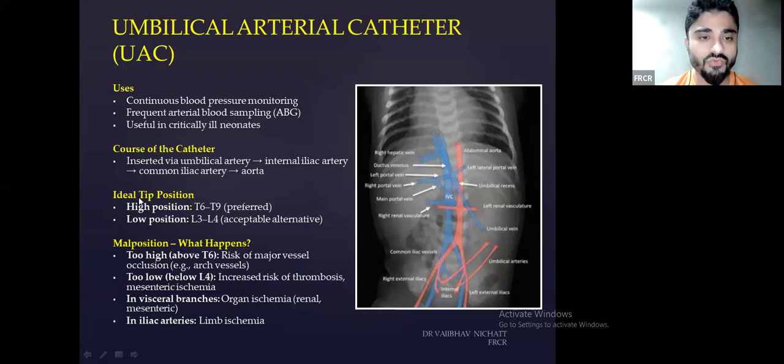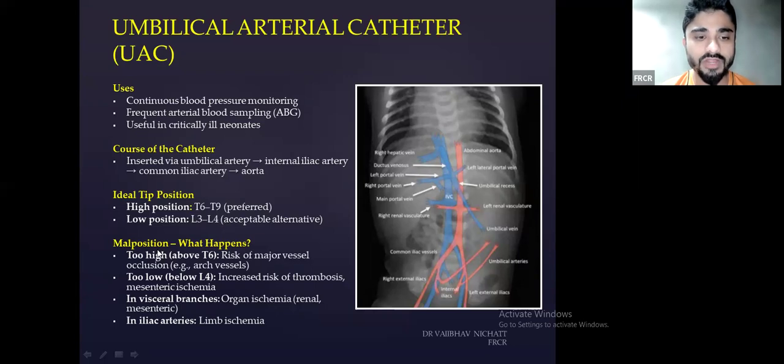Okay. So what is the ideal tip position? The tip of the umbilical arterial catheter can be placed at a high position or a low position. The high position should be between T6 and T9 vertebra so that it will not occlude any major arteries. Ideally, why T6 to T9? Because there are hardly any major arteries arising from that particular segment of the descending aorta. The low position is between L3 and L4 vertebral level.